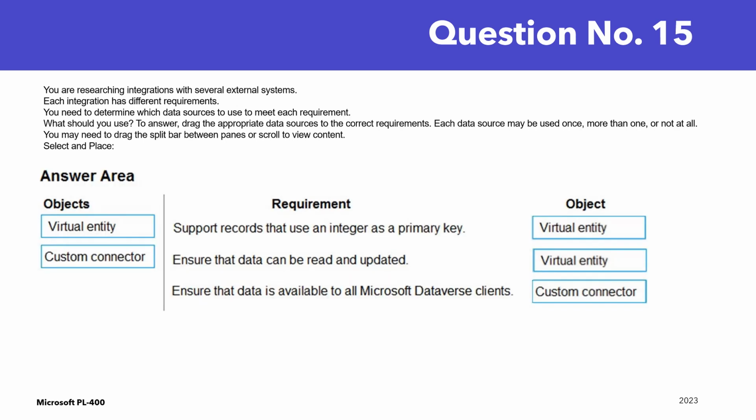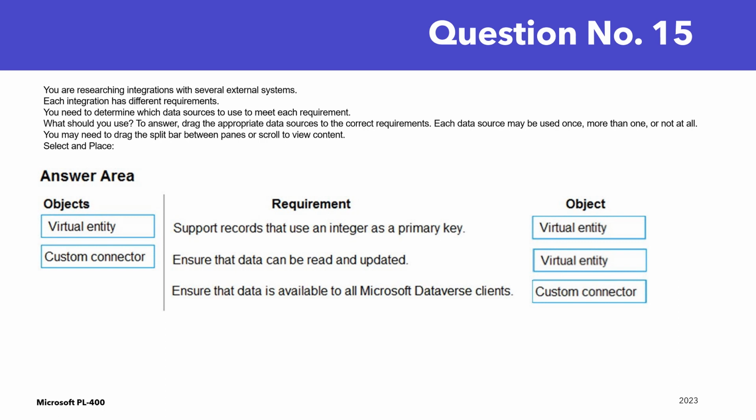You are researching integrations with several external systems. Each integration has different requirements. You need to determine which data sources to use to meet each requirement. What should you use? To answer, drag the appropriate data sources to the correct requirements. Each data source may be used once, more than once, or not at all. You may need to drag the split bar between panes or scroll to view content.